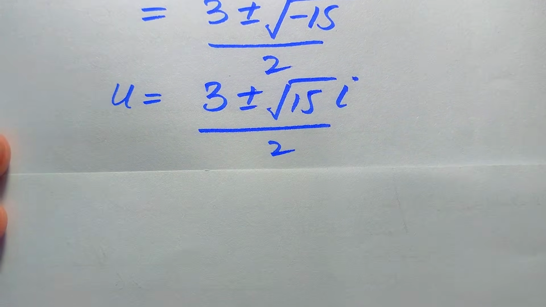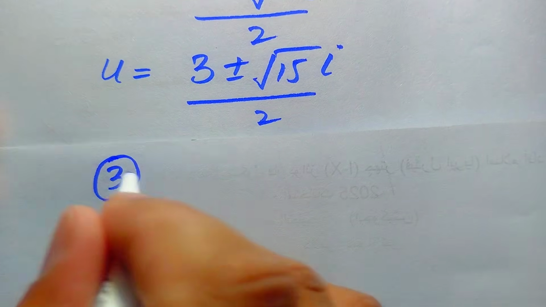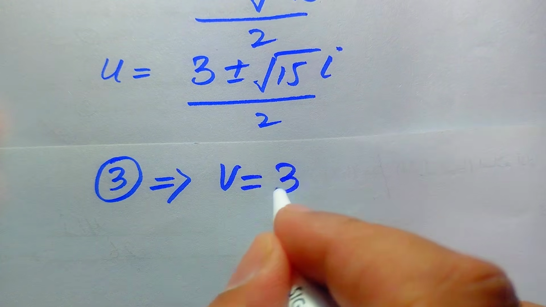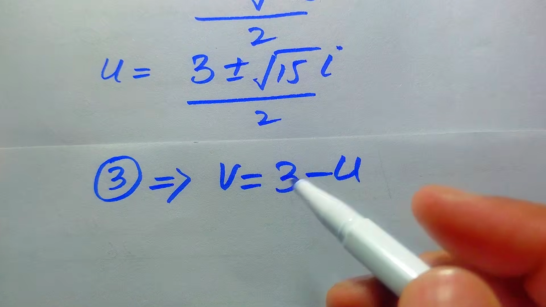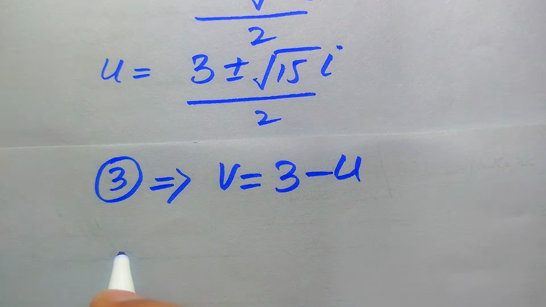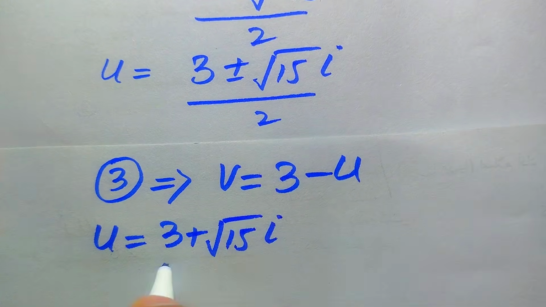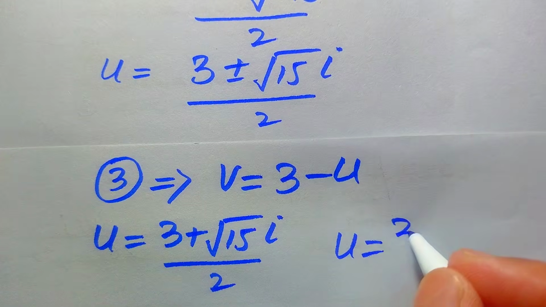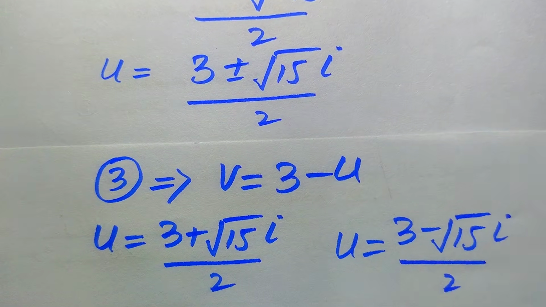Now in the same pattern we get the corresponding values of v. For this we first need to copy down equation number 3 here, and equation number 3 implies that v equals 3 minus u, and here we use both of these two values and we get the corresponding values of v. So here we choose the positive value of u, which is 3 plus square root of 15 iota divided by 2, and here we choose the negative value, u equals 3 minus square root of 15 iota, divided by 2.